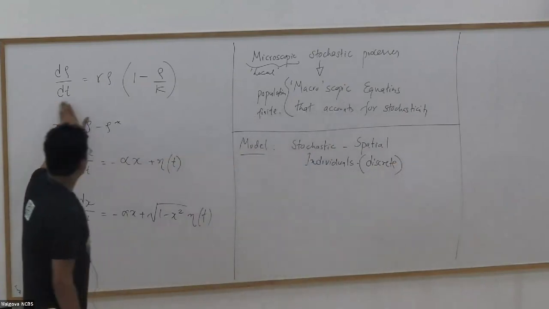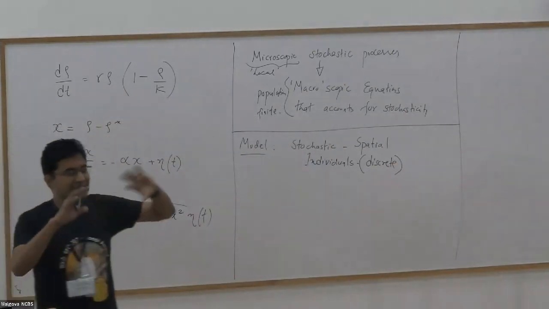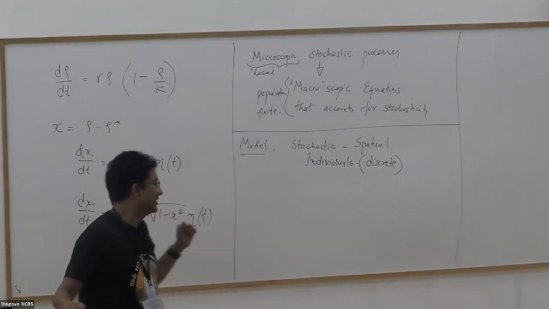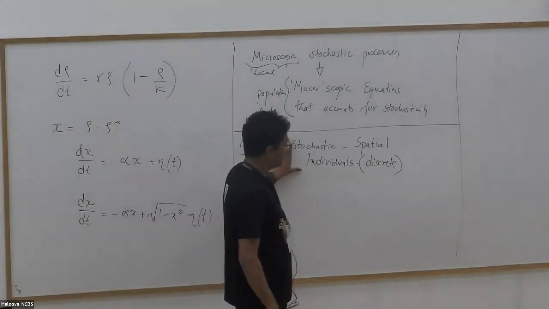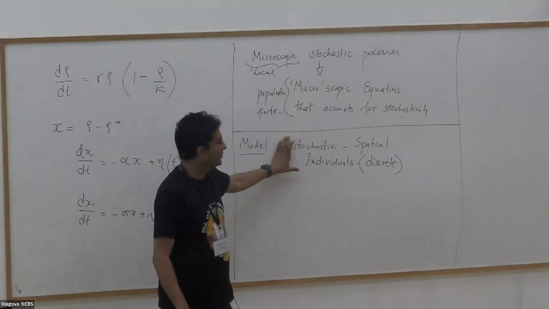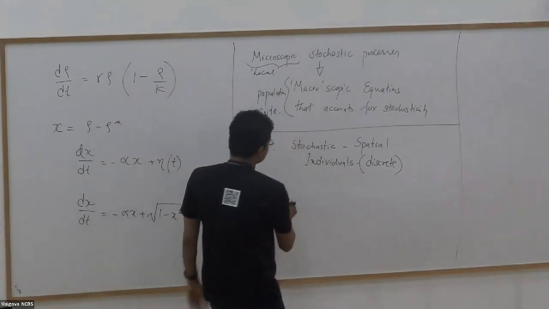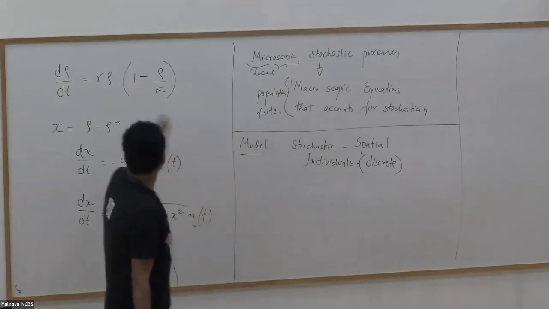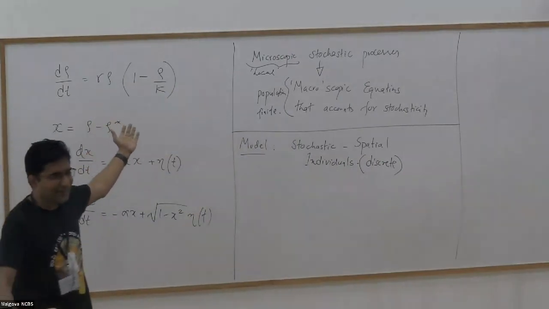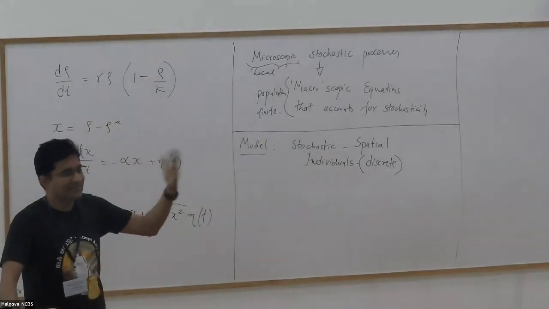So here there was no concept of individuals. We were treating the entire population as a density, right? So I will start here, and then we will go from these microscopic interactions of birth and death to an equation of this form. Do we get the logistic model at all, or do we get something entirely different?